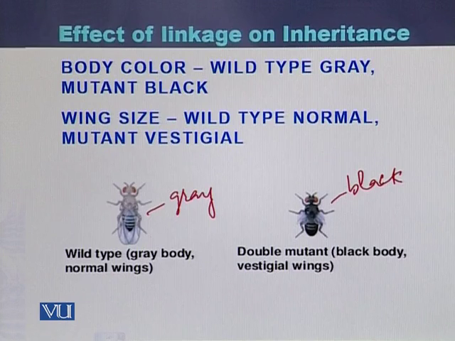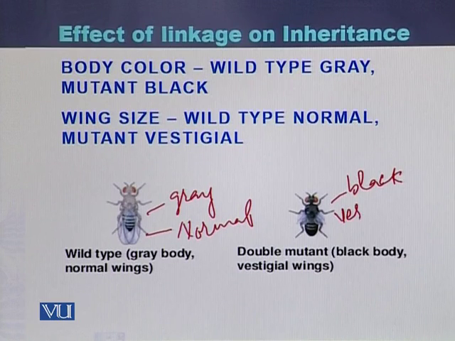The second thing he considered was the wings of the flies. In the first case, the wings are normal, while in the case of the second fly, the wings were vestigial. So he crossed these two types of flies.